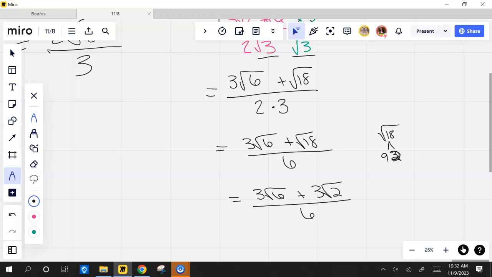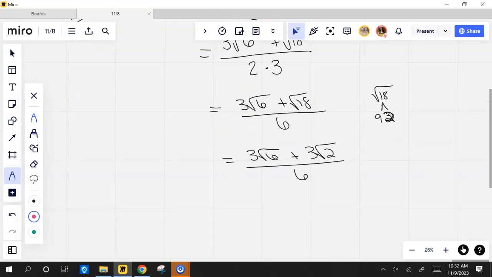Now I need to see if I can simplify. See how we're bringing kind of everything together when we do division? No, because those aren't like radicals. Oh. But what I can do, I've got a 3 and a 6. I can simplify. So what does it become if I divide everybody by 3?